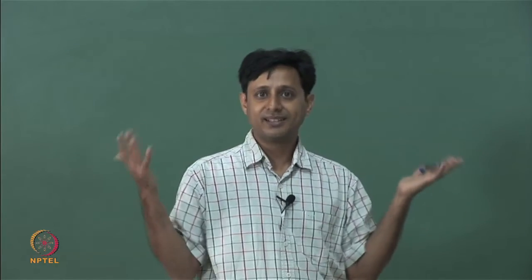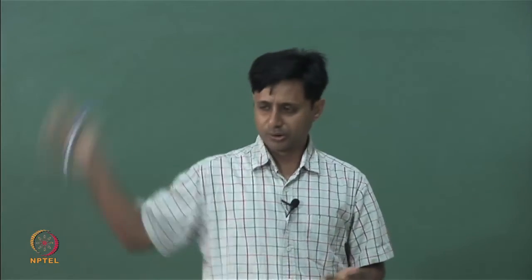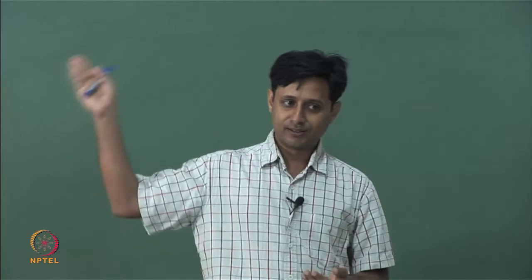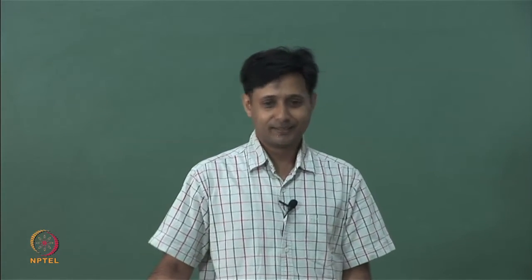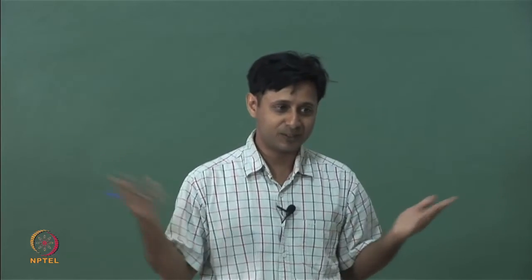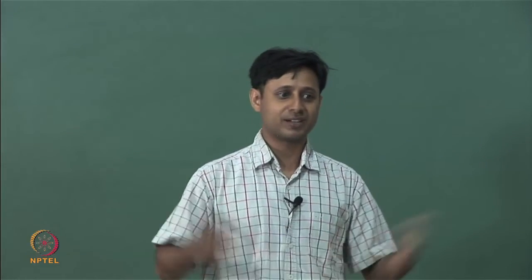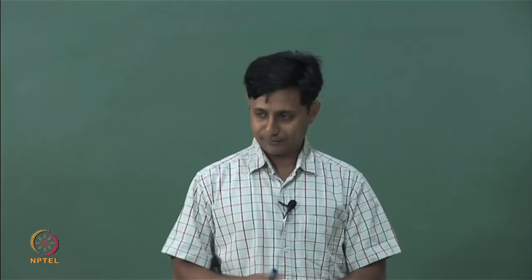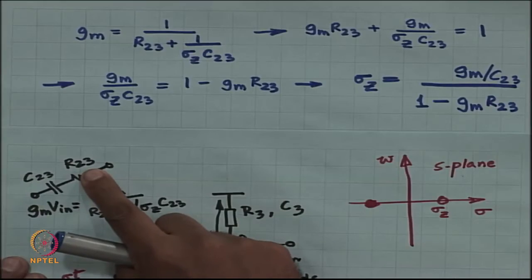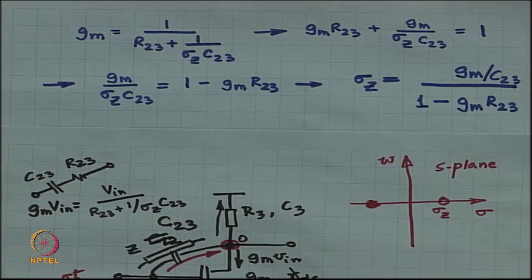So, sigma Z, the 0 frequency, is thrown off all the way to infinity, right. So, it is now a 0 at infinity, which is as good as saying there is no 0 anymore. There is no such 0 frequency anymore. So, all that you have to do now is have R23 in series with C23.